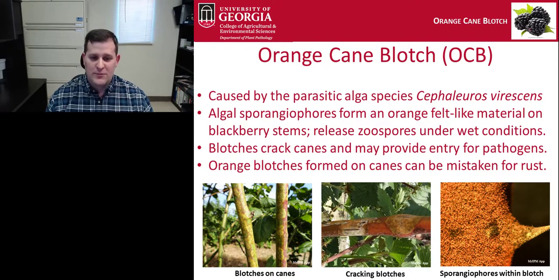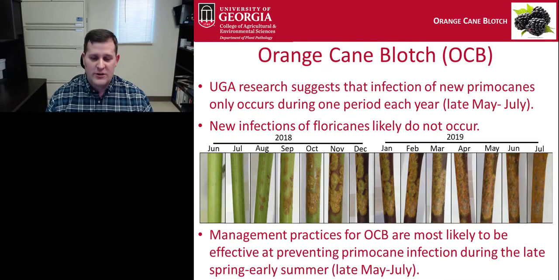So the blotches ultimately crack the canes, as you'll see in that middle image, and this may provide an entry point for other pathogens like cane blight or cane dieback causing organisms. And often these blotches can be mistaken for rust. This was kind of a mysterious pathogen when I first started, but some work right before I started, with another professor and myself after, has figured out that this pathogen has only a single cycle of disease per season.